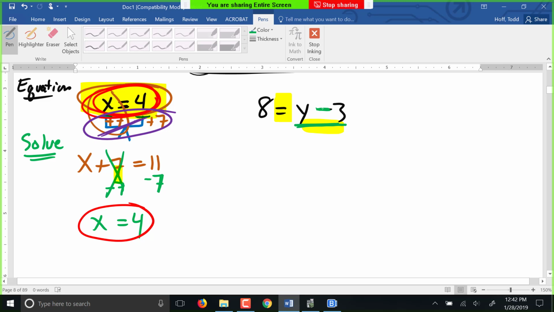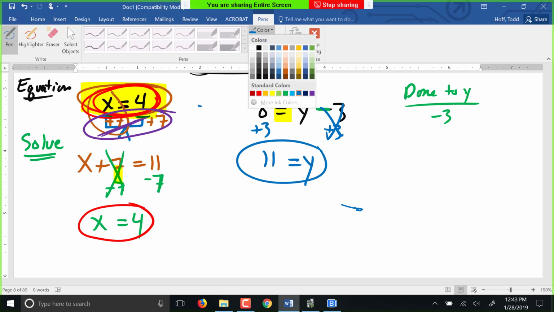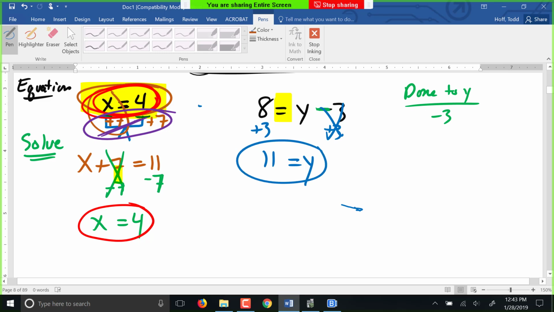So this equation was built, what was done to the variable, in this case y, by subtracting 3. So how am I going to take it apart? I'm going to add 3. Very good. So I add 3 to remove that, leaves me with y, and you're absolutely correct. I have to do it to both sides or my scale is going to tip. 8 plus 3 is 11. So 11 equals y, or y equals 11.